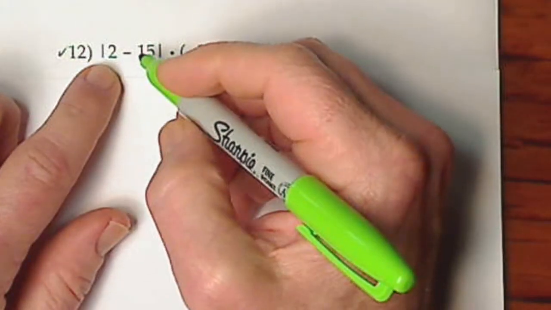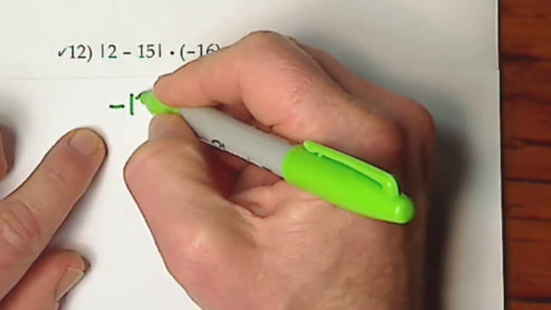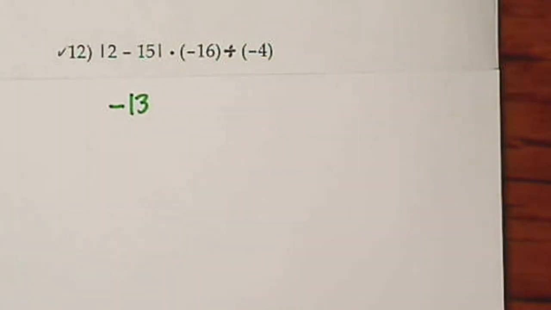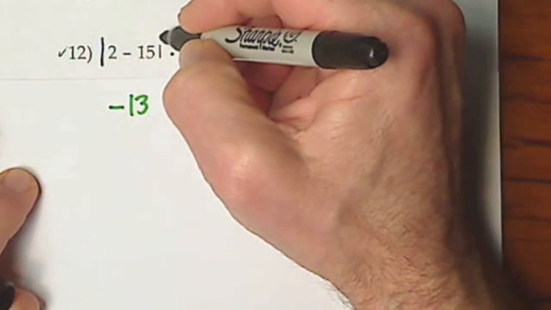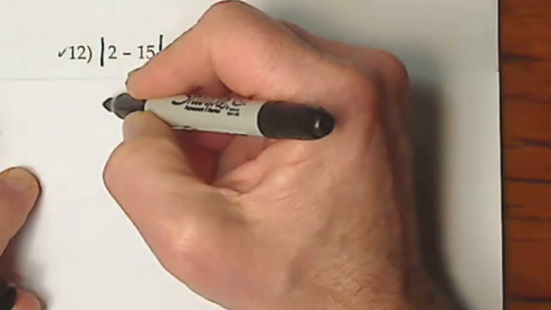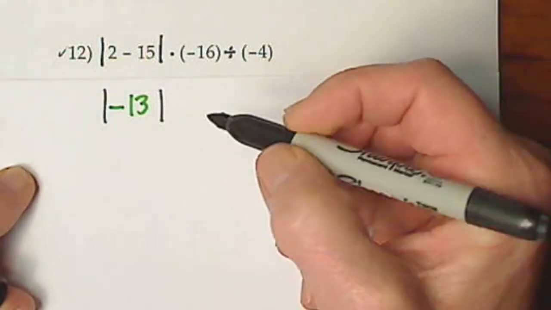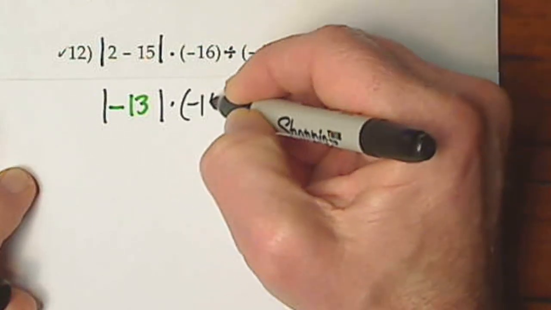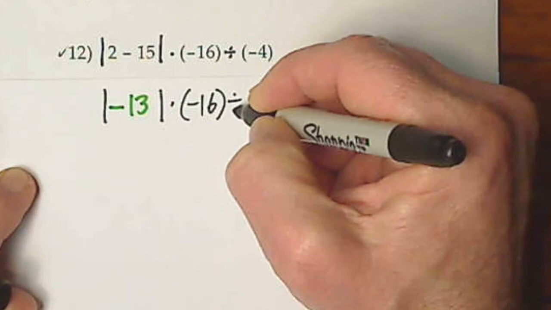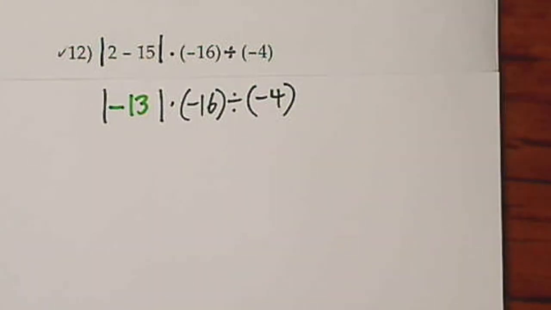Positive 2, negative 15. The signs are different. We subtract, keep the sign of the larger. That gives us a negative 13. And that's all I'm going to do on that line. It might not be real clear, but these are absolute value symbols. Okay, so I haven't used them yet other than as grouping symbols. So I'm going to bring them down. And then times negative 16 divided by our negative 4.